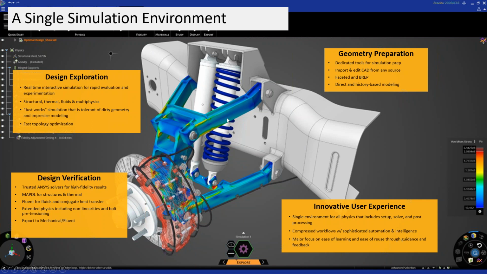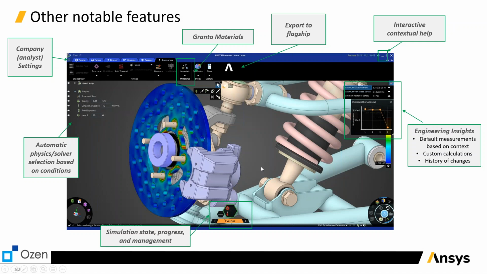Basically, you can import your CAD and do your analysis on the fly because you don't control the mesh. That's in the Explore part. But you can also go to the Analysis and do some meshing. One new feature is that it now includes the Granta material. Once you do the analysis here, you can export it to ANSYS Mechanical or ANSYS Fluent.